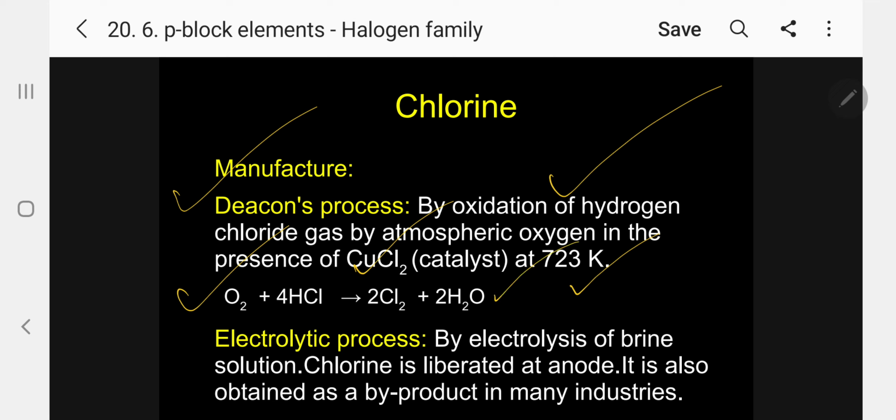Another important method is the electrolytic process. We can also manufacture chlorine by electrolysis of brine solution, that is sodium chloride solution; chlorine is liberated at the anode. It is also obtained as a byproduct in many industries. Kindly follow.